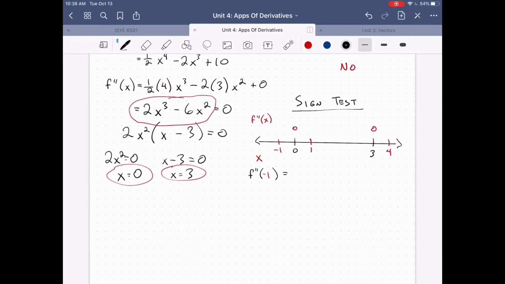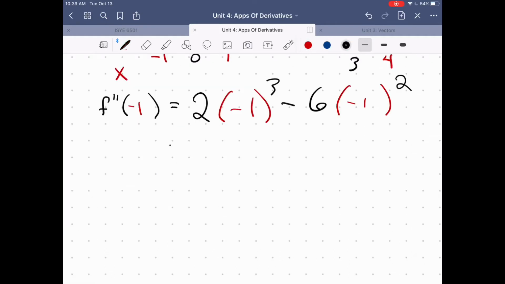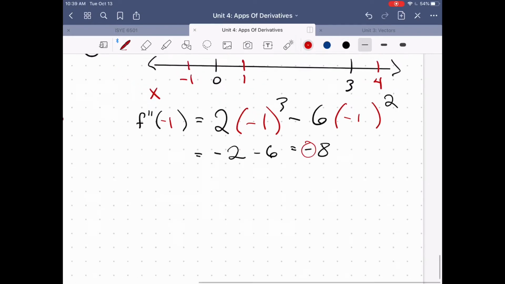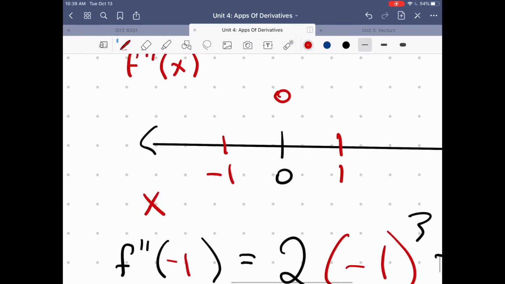So my second derivative was 2x cubed minus 6x squared. Negative 1 cubed is negative 1. 2 times negative 1 is negative 2. Negative 1 squared is positive 1. Negative 6 times positive 1 is negative 6. Negative 2 minus 6 is negative 8. Here we really only care about the sign of your answer. Negative 8 means it's negative, so I just want to put the negative sign above the negative 1.